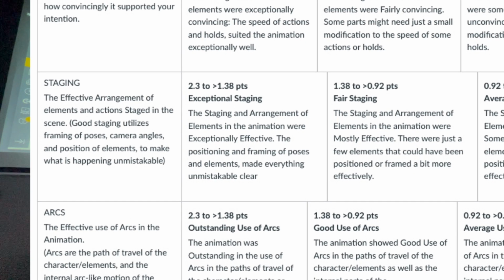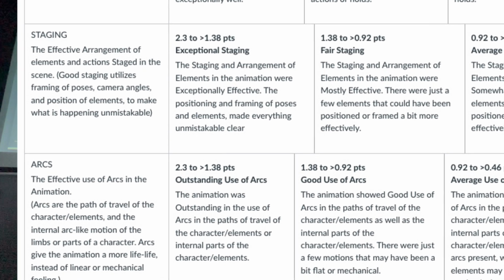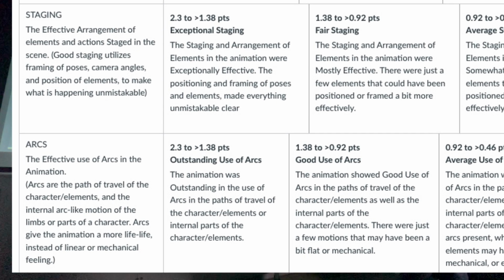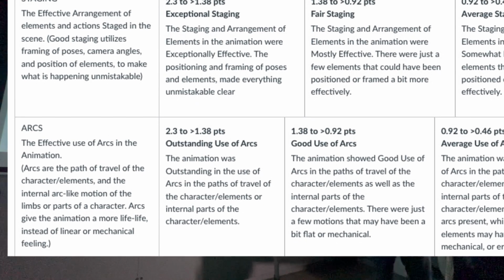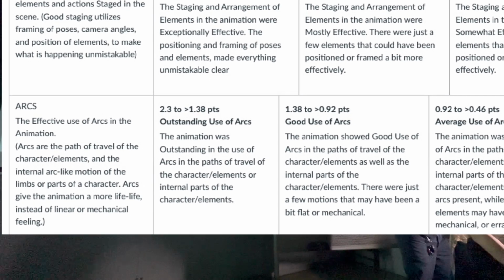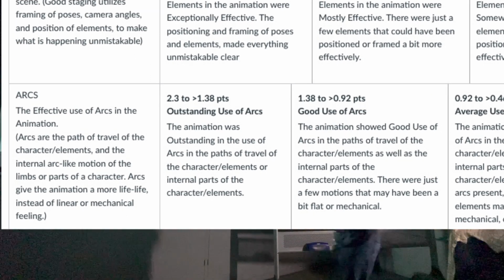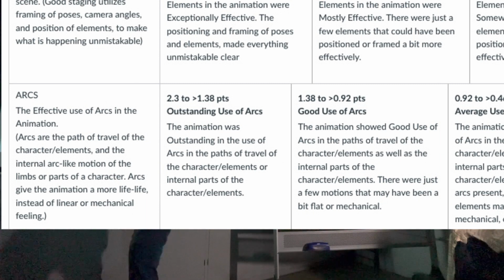Timing: this is general timing, speed of actions, rhythms, or holds used in animation. Staging: the effective arrangement of elements, all that stuff we talked about with staging that was on your midterm quiz. And arcs. This is the one I think everybody can work on.